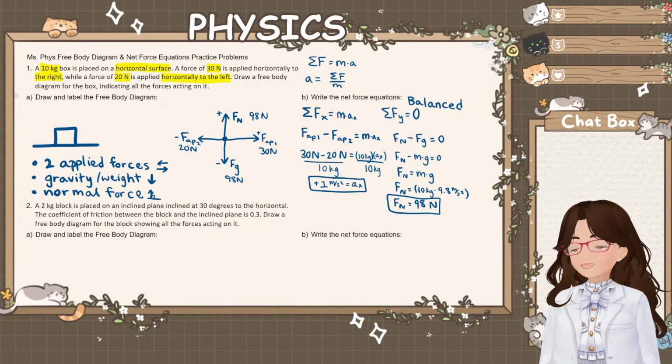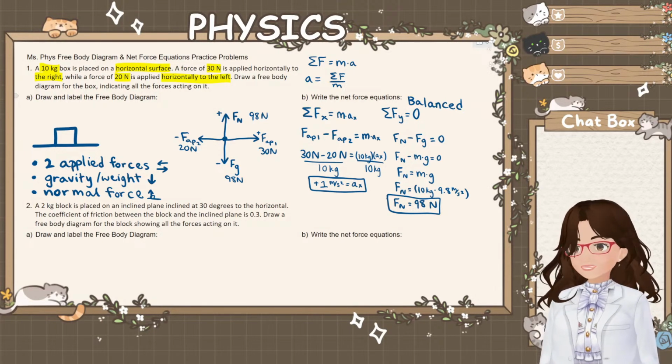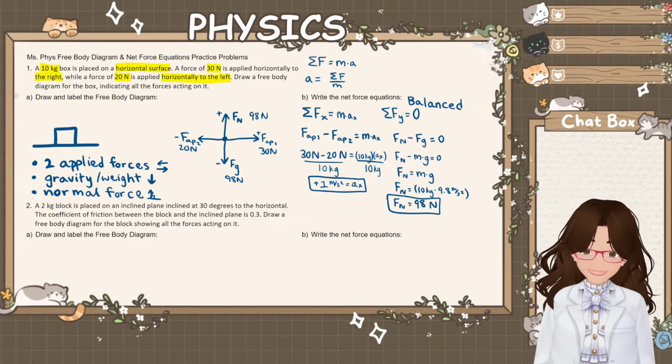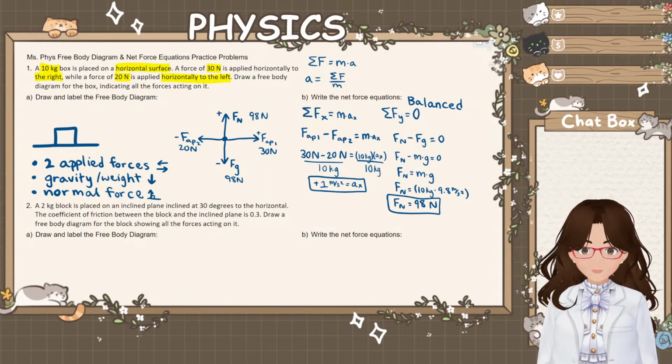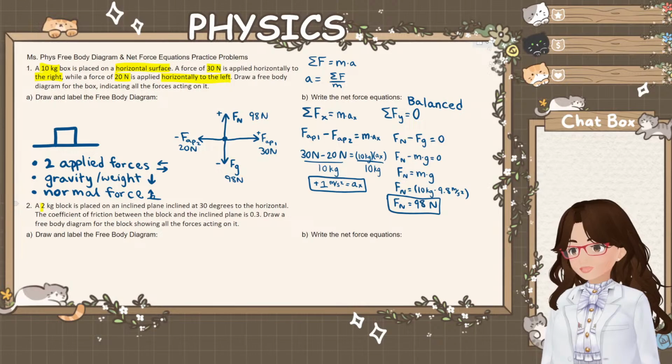Let's do it. Okay, so question number 2. A 2-kilogram block is placed on an inclined plane, inclined at 30 degrees to the horizontal. Okay, now we have a ramp. So in this case here, we have mass. We have an inclined plane. Oh, and there's friction. The coefficient of friction between the block and the inclined plane is 0.3. Okay. Draw a free body diagram for the block showing all the forces acting on it.